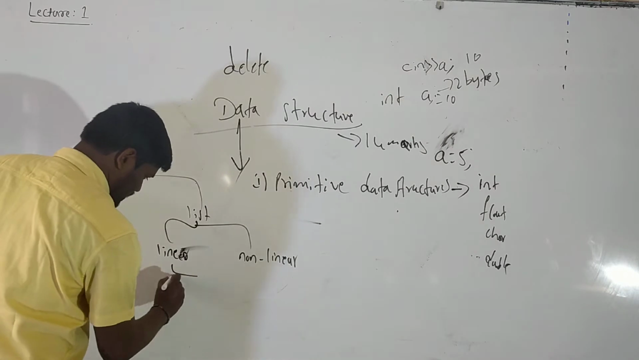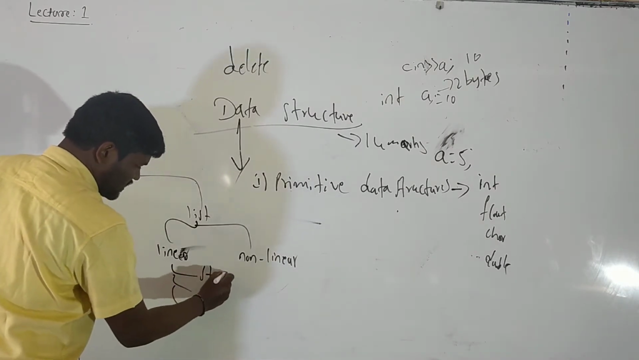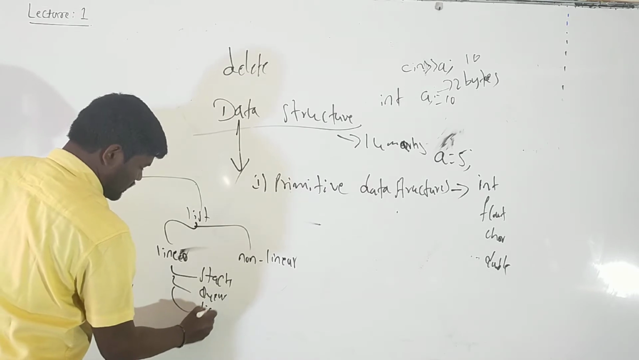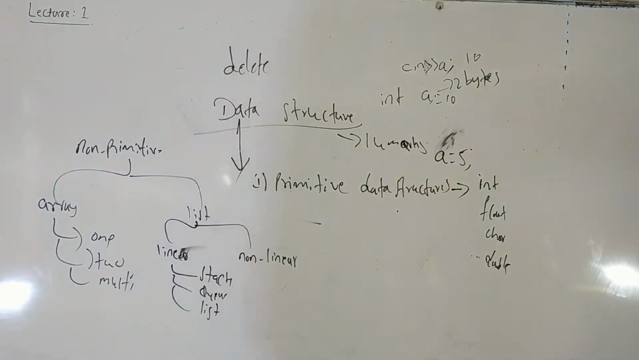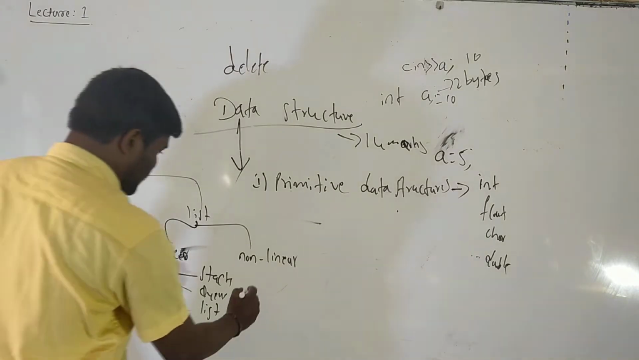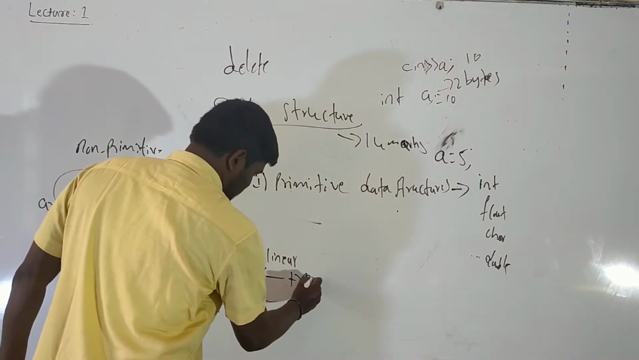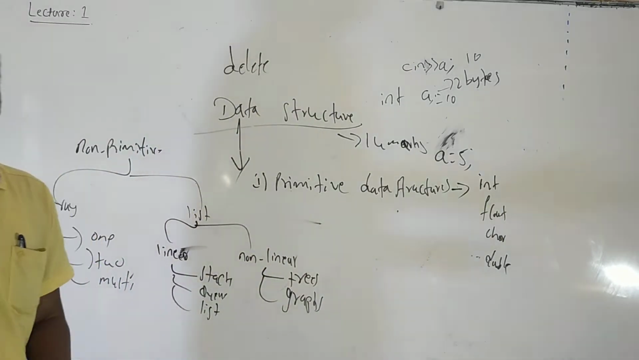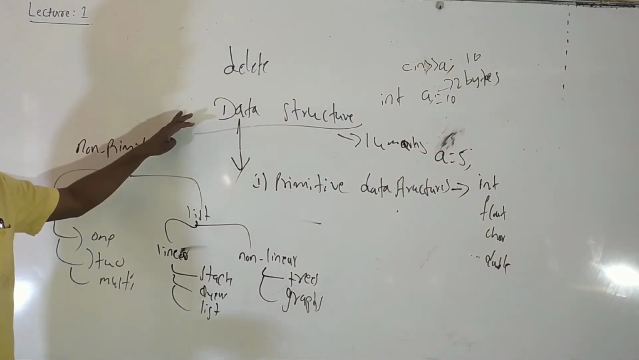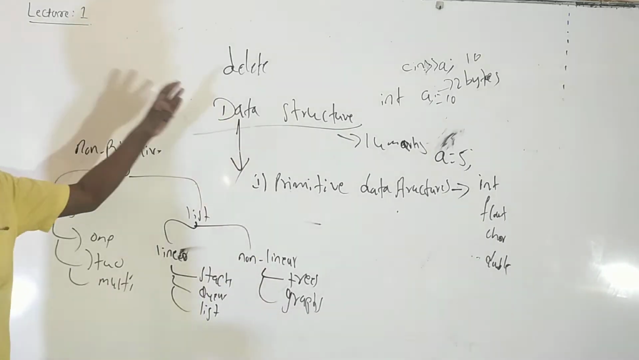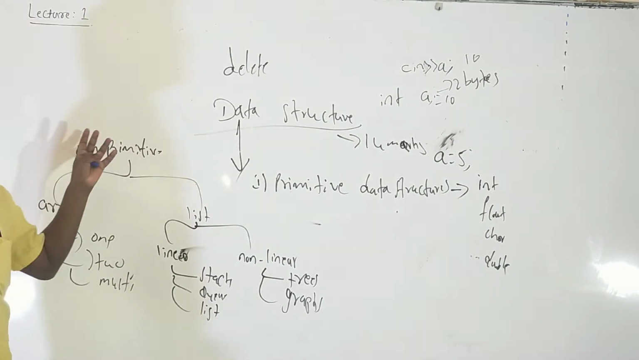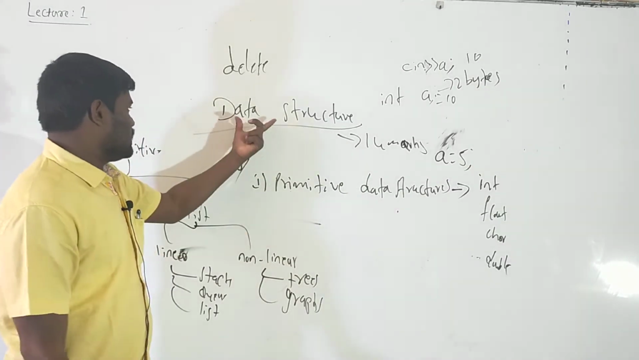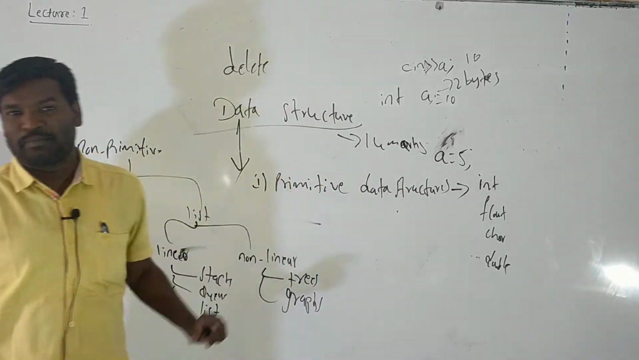In the linear list, stack, queue and list. Non-linear, trees and graphs. So if you want to learn the entire data structure, the classification of data structure, the chapter will complete. Simple. Already primitive data structure is completed.